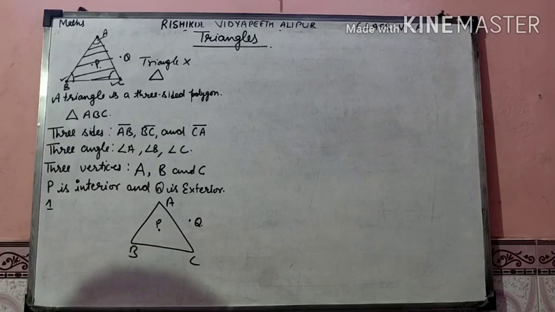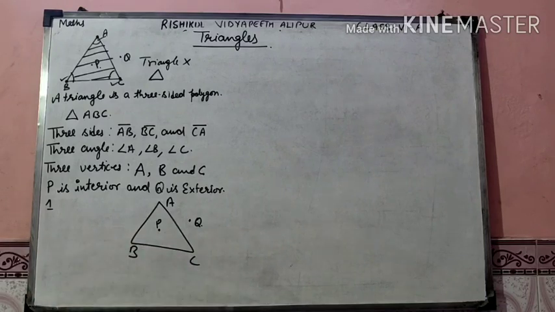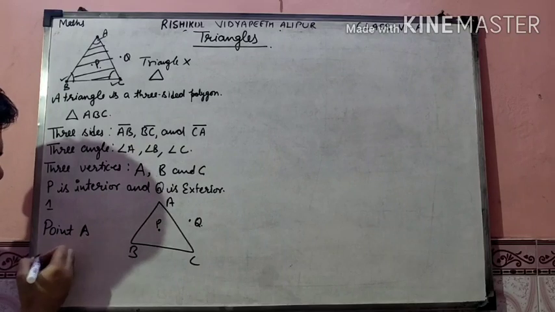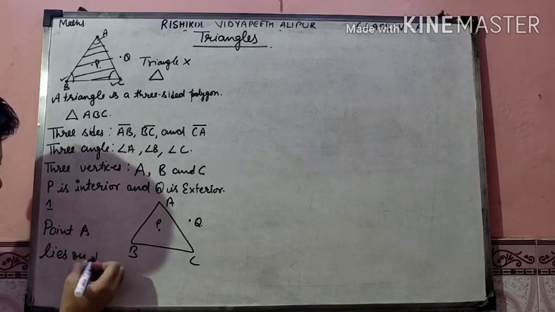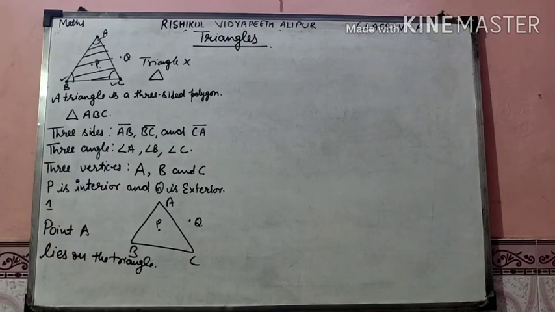Is the point A in its interior or in exterior? Where does the point A lie? No, point A is neither interior nor exterior. The point A lies on the triangle. So this is question number first. Is that clear? You have to draw a rough figure, you have to draw a point in the interior, and you have to draw a point in the exterior.